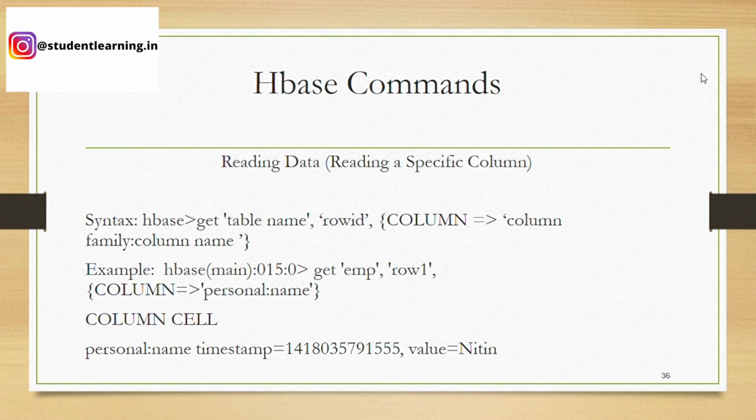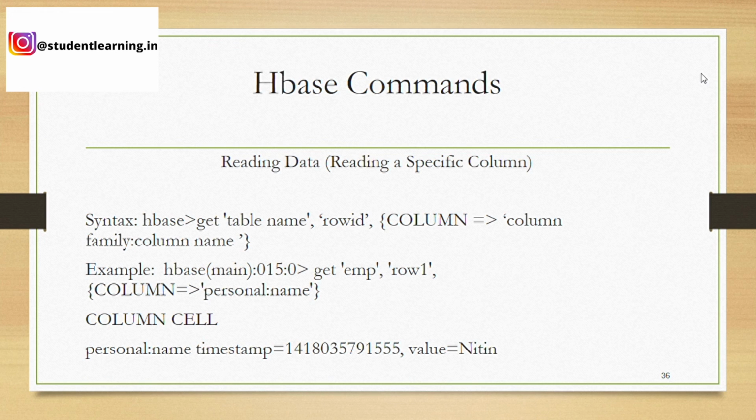Next, reading the data with respect to a specific column. For this scenario, the get command plays a very important role. With the get command, we can simply write get, table name, row ID and mention the column family with respect to the column. Suppose I want to read the data of column family personal with respect to column name. What can we do for this?